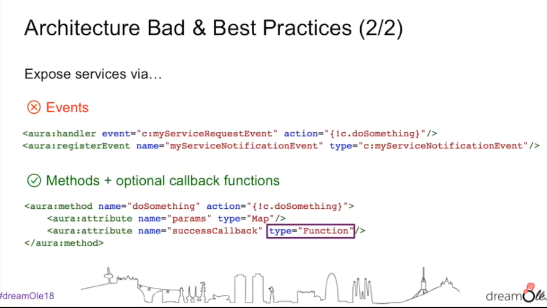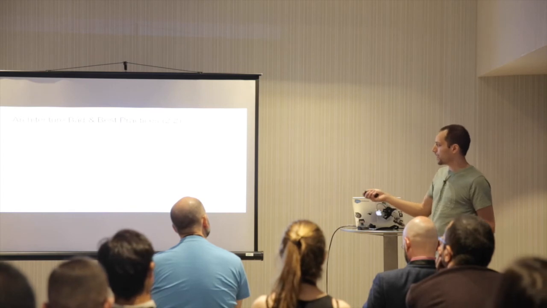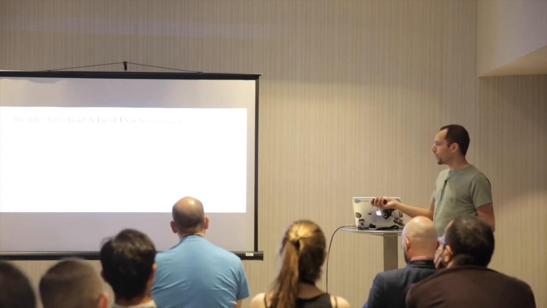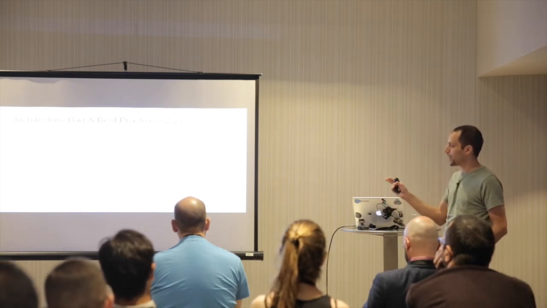Then for the methods, it's very interesting. I don't know if you already used aura:method, but it's a great way to expose APIs to your component. Here, we've declared a method called doSomething, and we actually mapped it to a controller function, a JavaScript controller function. And we passed in some parameters, but we also did something very interesting here, which I discovered only recently. We've passed an aura:attribute of type Function. This is the only time in Lightning where you can declare this particular type of attribute. If you try to declare an attribute in a component of type function, it won't work. It's only for methods that you can pass functions.